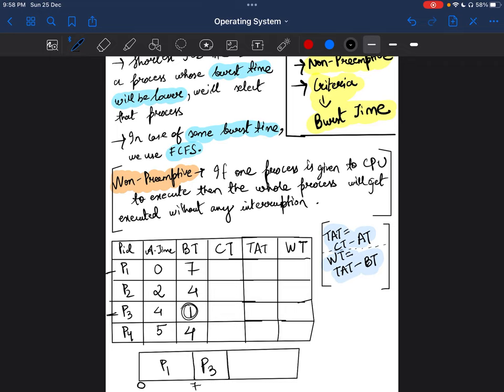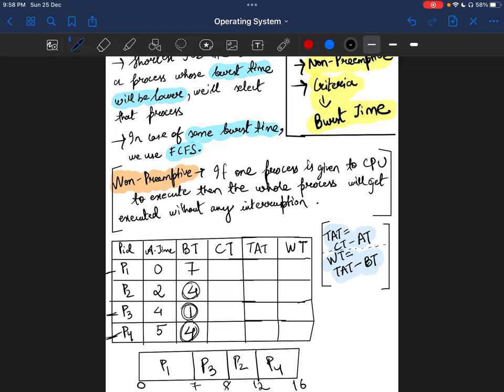Here, both the CPUs have burst time 4, so we will be giving the process to P2 as it has arrived faster. So P2 will be given the process here. Okay, first we need to complete it. P3 had burst time 1, P2 had burst time 4, and then after P2 we'll be giving it to P4. Alright, so all the processes were completed.